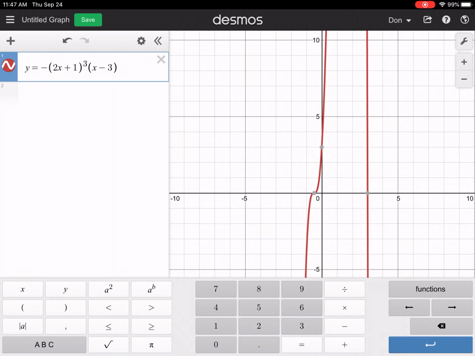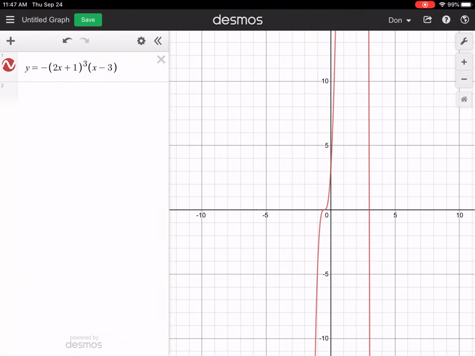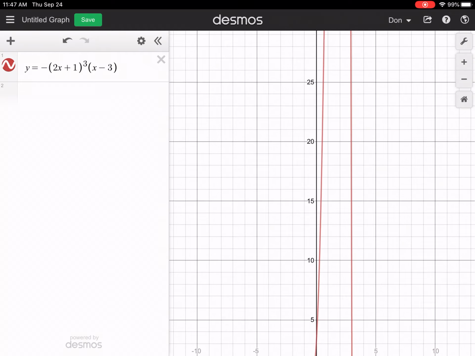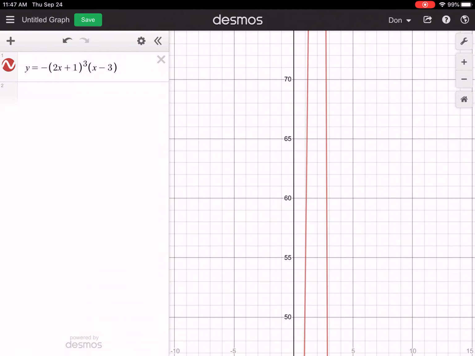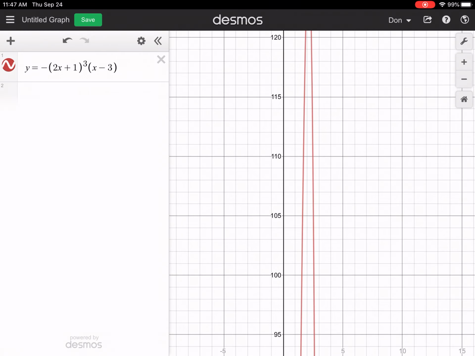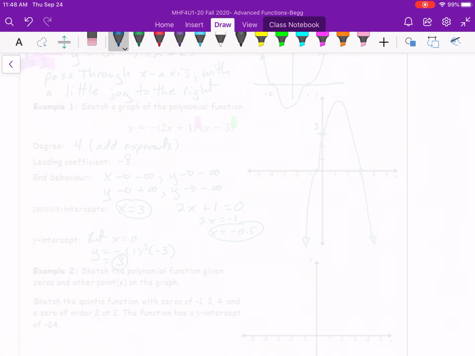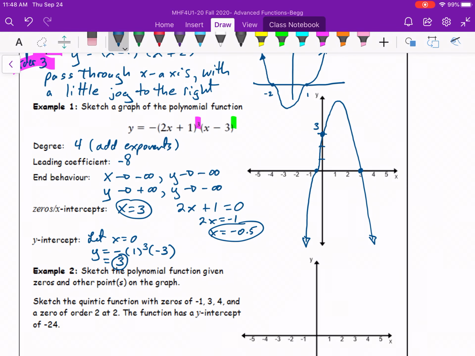Okay, so it looks like I got everything right. The only thing that was way off, as you can see, is that I got my zeros and my y-intercepts correct, but it goes way, way up. And it turns out the maximum is actually 126. So that was off by a bit. But you know what? I still don't consider that to be a bad sketch.